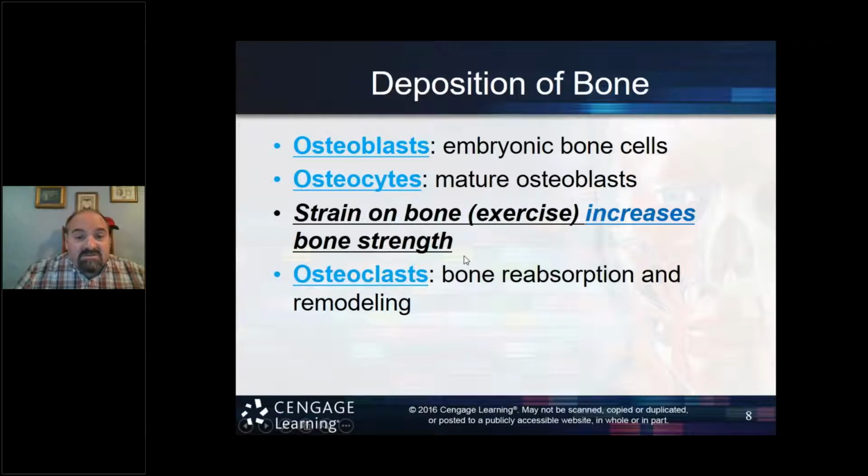So coming back to this page here: osteoblast, osteocyte, osteoclast. Blasts will build, clasts will break down. Cytes are mature cells. And then strain on bone increases bone strength. So any type of stress that we place upon bone, the more stress and strain that's placed upon it, the stronger bone can become as a result of that stress. Okay, and that's Wolff's law.